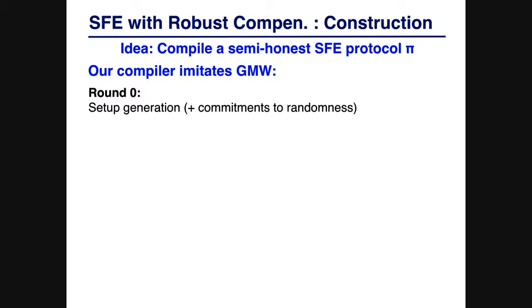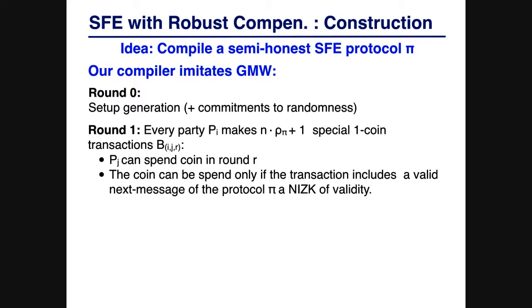So what we do is we start with a pre-processing phase. It does not have any bitcoins, and there's no fairness included there. And in that phase, we compute a setup, which includes coin flipping, essentially. It includes parties being committed to the randomness for running the protocol Pi. And then, in the first round of the protocol, every party, for every round of the protocol Pi, makes a transaction towards all other parties, and Pj can spend his corresponding coin that should be for round R by, first of all, posting something in round R, and by this something, including a valid Pi message and a non-interactive zero knowledge proof that this is a valid Pi message.